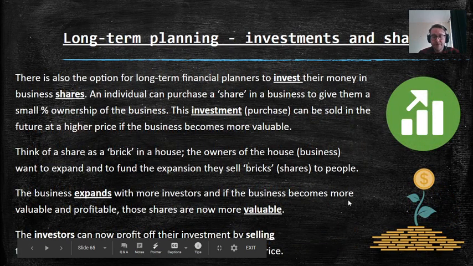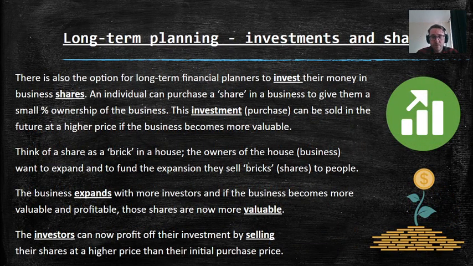The final big term we'll be looking at is investments. So investments and shares. There is also the option for long-term financial planners to invest their money in business shares. An individual can purchase a share in a business to give them a small percentage ownership of the business.